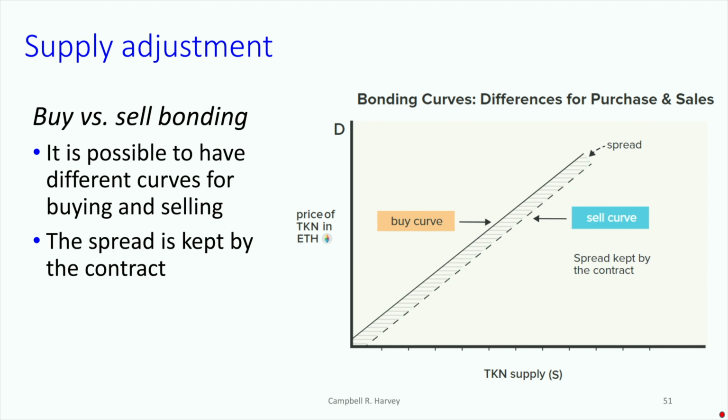It's also possible to have a different bonding curve for buying and selling. Again, this is very general. It's just an algorithm within a contract. And if it happens like this, there's actually a spread. Where does that spread go? Well, the spread is kept by the contract, so it basically adds to the escrow. So there are many different possibilities in terms of using these bonding curves.